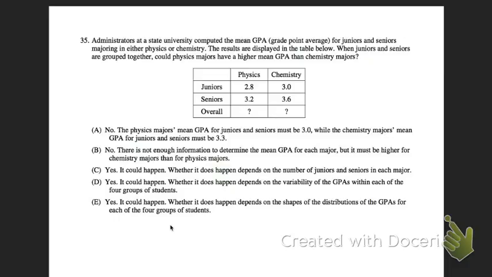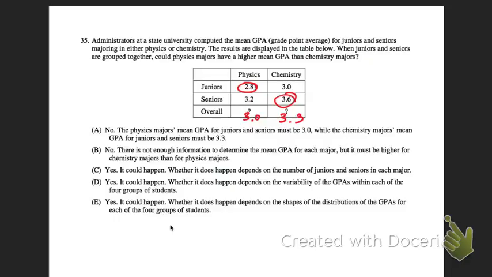35 is talking about overall, like a weighted average. For juniors, physics has a higher GPA, but for seniors, chemistry has a higher GPA. So when you average them, you get 3.3 and 3.0, so it seems like chemistry would be higher. Or, are they comparing juniors and seniors?